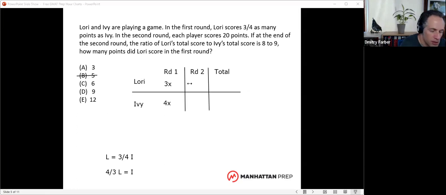Lori gets 20 points. Ivy gets 20 points. Okay, so we can have the running total. And again, the idea of the chart is it's not very revolutionary, and that's the whole point. Anyone can understand this chart if they look at it, right? And that way we can go in and find the pieces that we need a little more easily, and we're not trying to hold it all in our head.